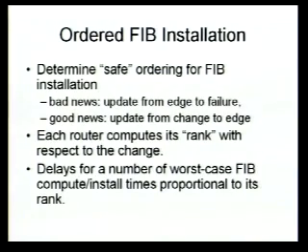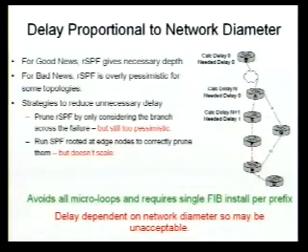Each router computes its rank with respect to the change, and you have to delay for a number of worst-case fib compute intervals, install cycles, proportional to the router's rank. What this means is in the worst case, the delay is proportional to the network diameter. For the good news, the reverse SPF that you do gives the necessary depth. But for the bad news, it's overly pessimistic for some topologies.